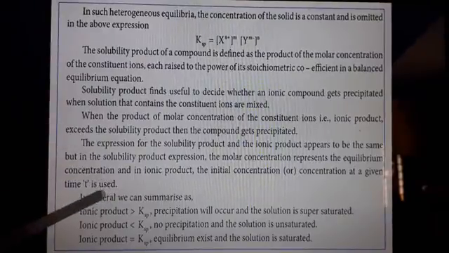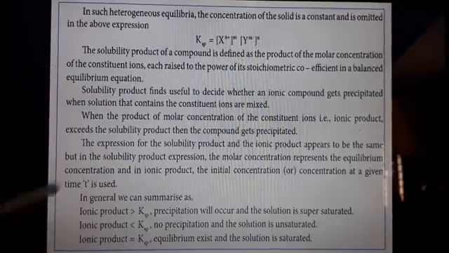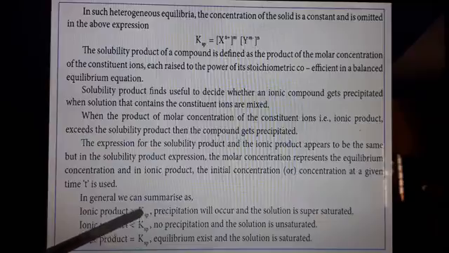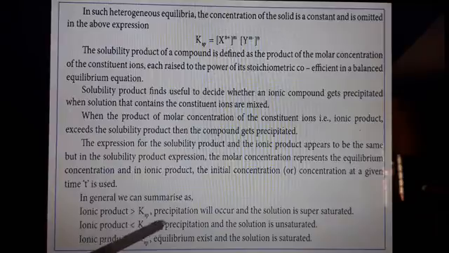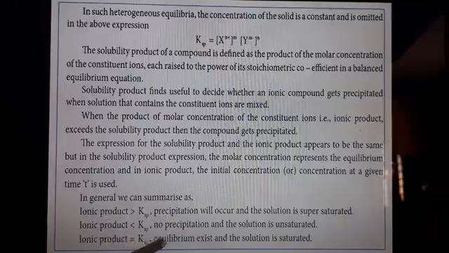So, in summary, from this formula: if the ionic product is greater than Ksp, precipitation occurs and the solution is supersaturated. If the ionic product is less than Ksp, there is no precipitation, and the solution is unsaturated. If both are equal, the solution is saturated.